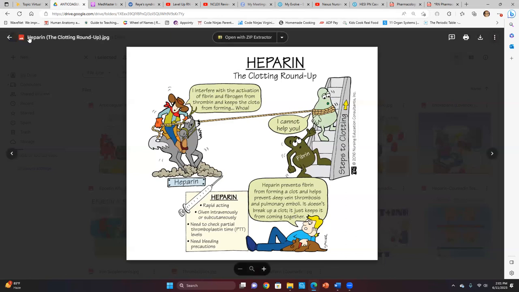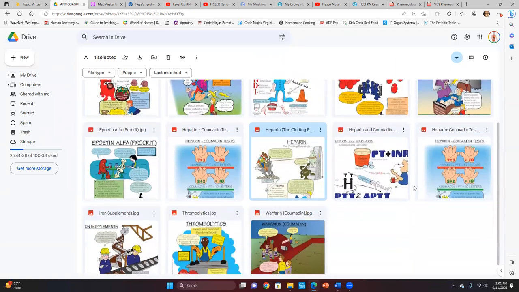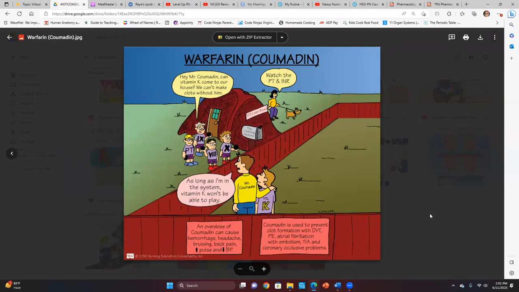Now, this is your heparin. Now, heparin is given in the hospital setting. And while the patient is getting this heparin, and we know that they have to go home on an anticoagulant, you may see them also receiving warfarin, which is an oral medication. So they can receive both at the same time. The reason why they would receive both is because we're waiting for the warfarin to get to a therapeutic level, because the patient will be able to go home on warfarin.